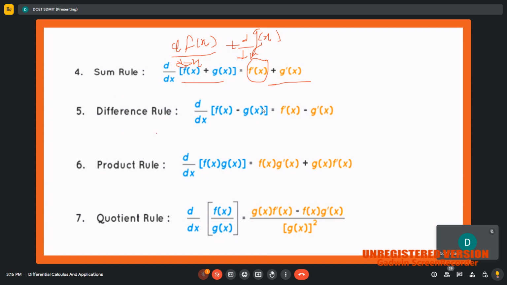Next, the difference rule. Difference means the subtraction rule. What is the difference rule here? In the same way, d by dx of f of x minus g of x. We can write this as d by dx of f of x minus d by dx of g of x. This is nothing but f dash of x minus g dash of x. Now see here again, the sum and difference rules are very easy. We have to apply the differentiation separately and find it.